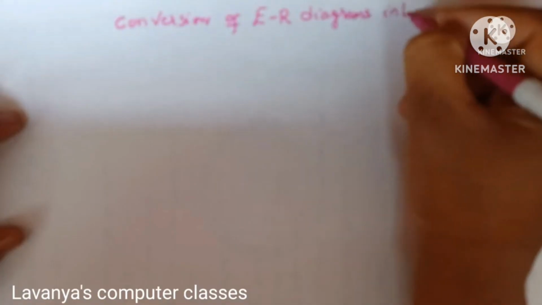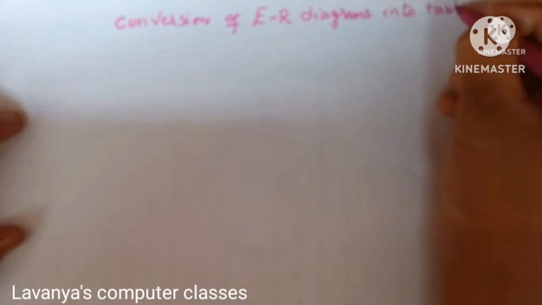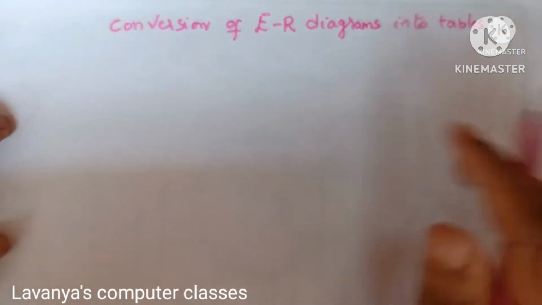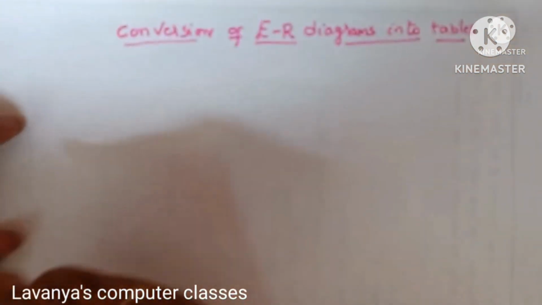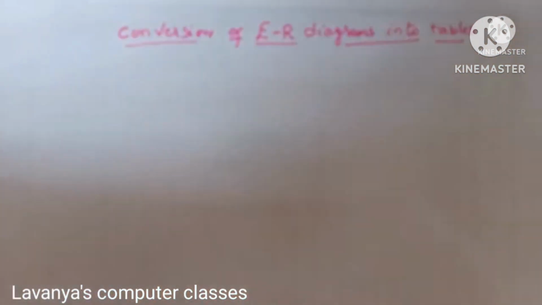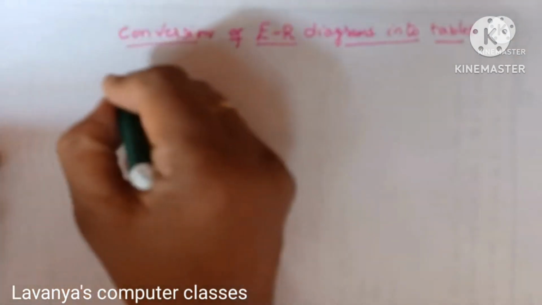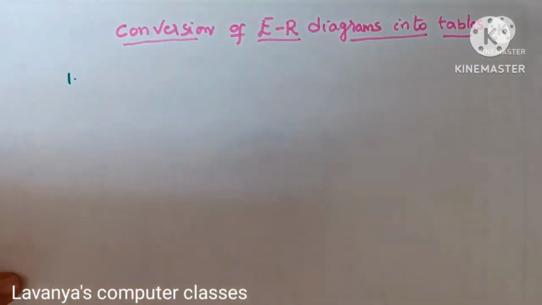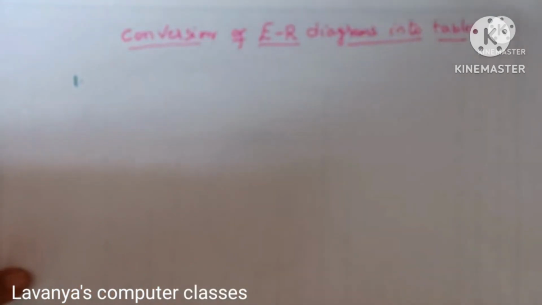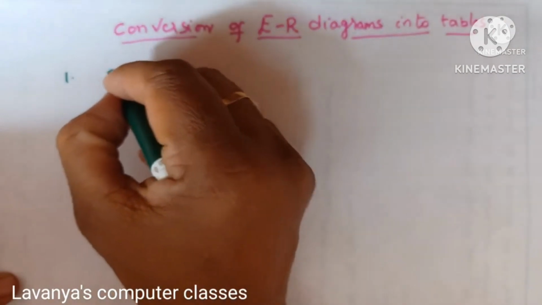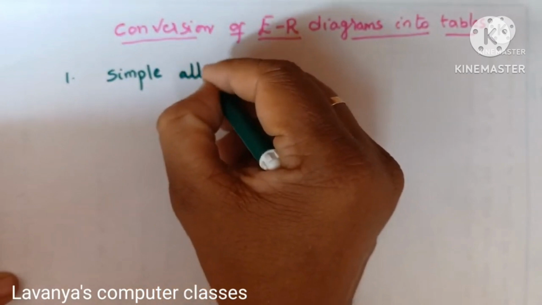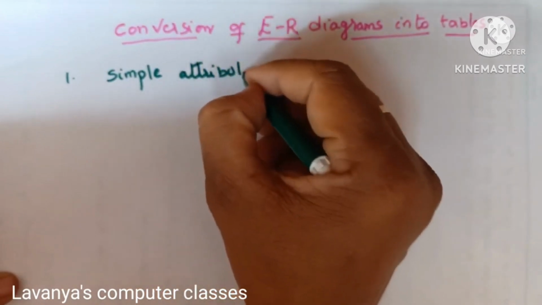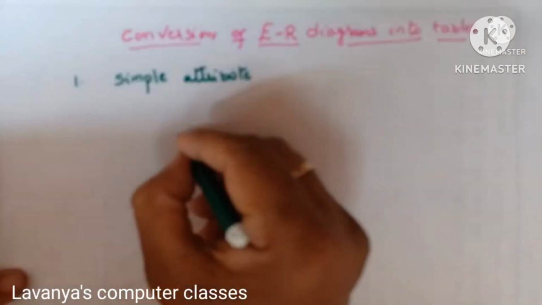That is conversion of ER diagrams into the relational model. I will explain the conversion of ER diagrams to the relational model in this video. The ER model, entity relationship diagram, we already know. It means I have entities, attributes and relationships, and relational model means data is stored in the form of tables, relations.